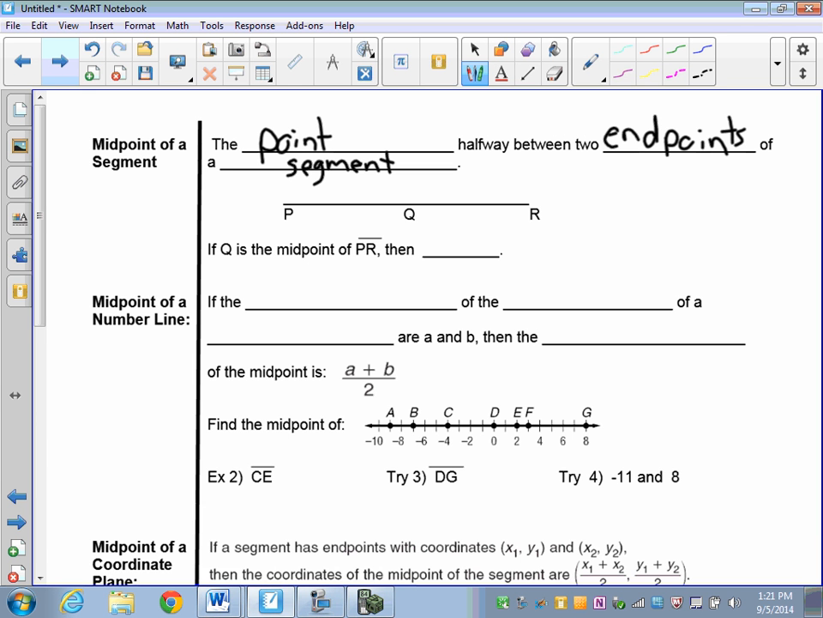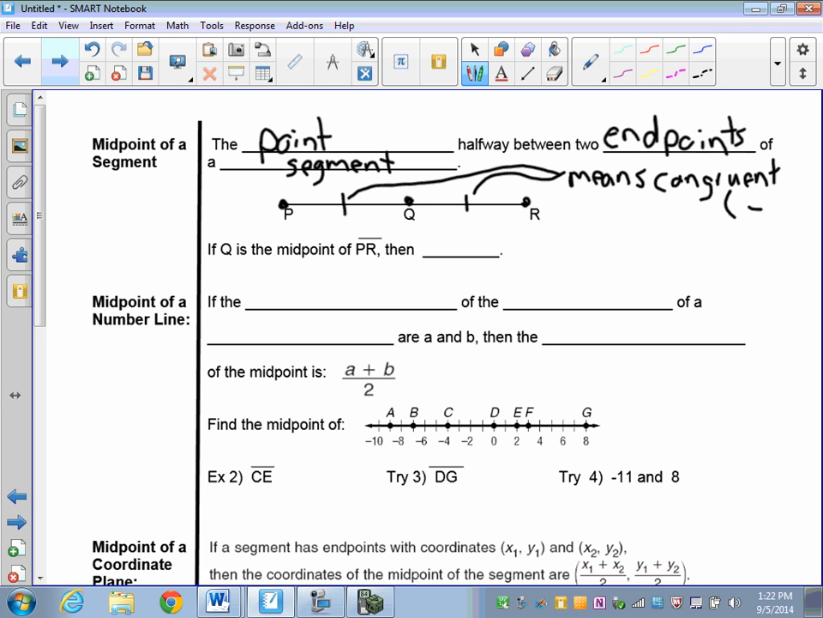So we're going to use some things that we learned in section 1.3. If I have points P, Q, and R, if Q is the midpoint of PR, then we're going to have two congruent segments. Remember that mark means congruent.